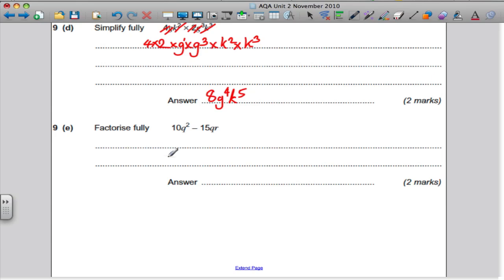And factorise fully the following. Well, what is the highest common factor of 10q squared and 15qr? Well, 5 goes into both and q goes into both. Divide it out. 10q squared divided by 5q is 2q. 15qr divided by 5q is 3r, and it's a subtraction. Times it out again to check you've done the right thing. And quite straightforward marks there.